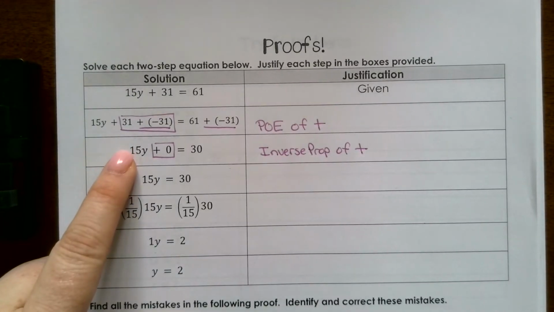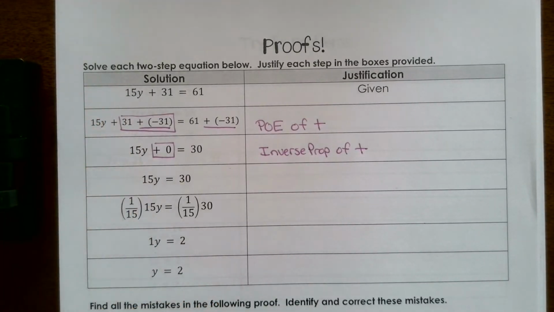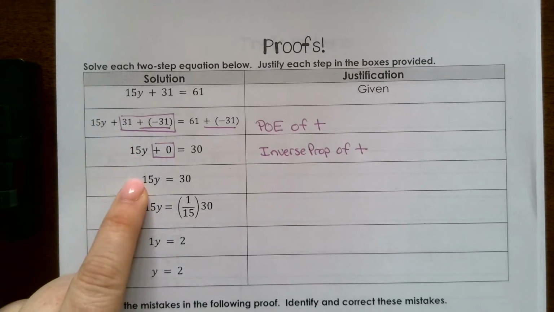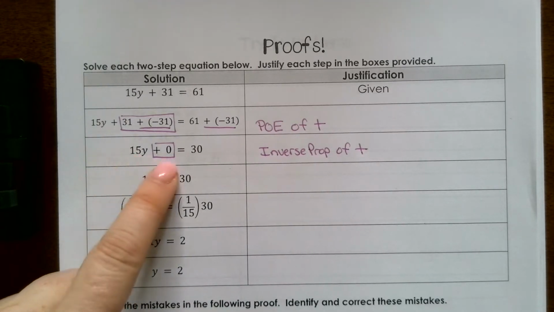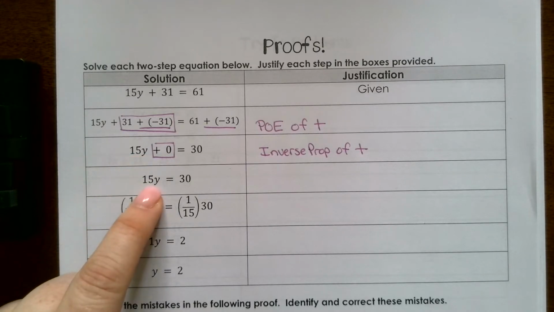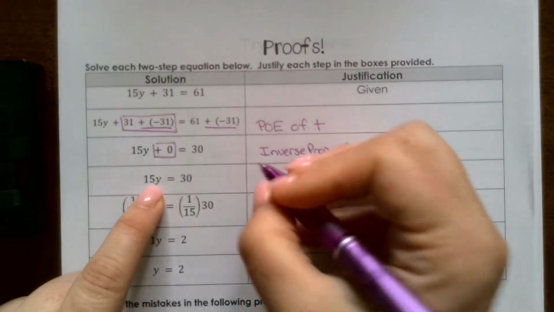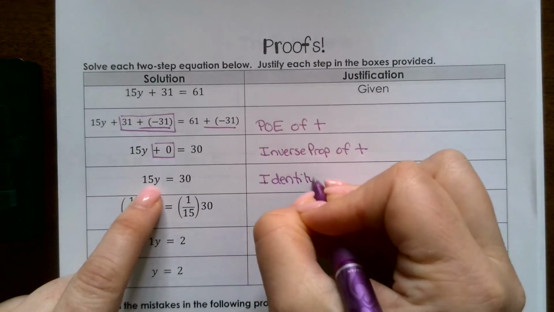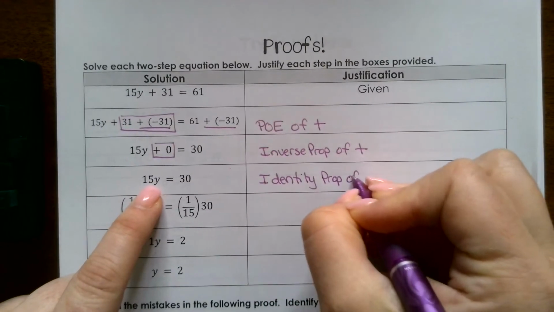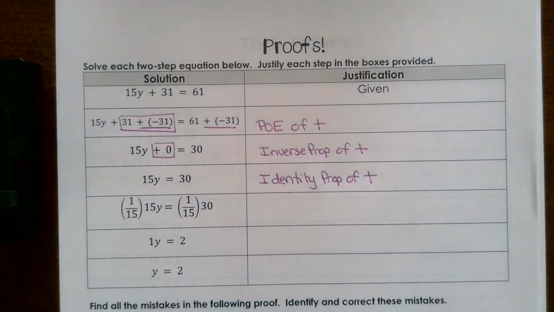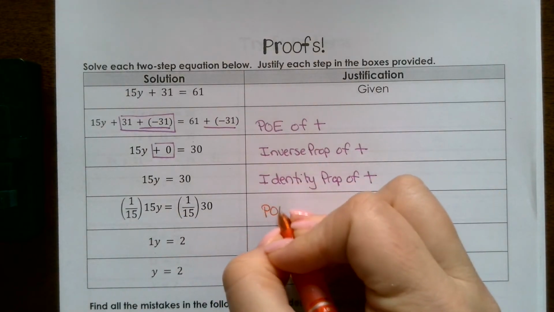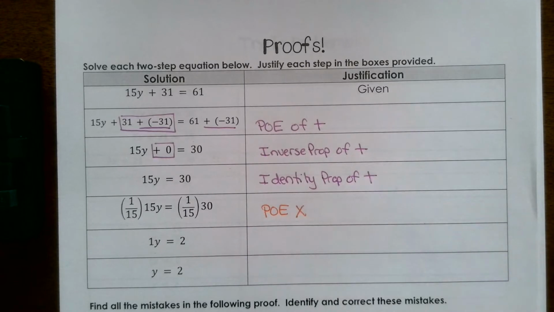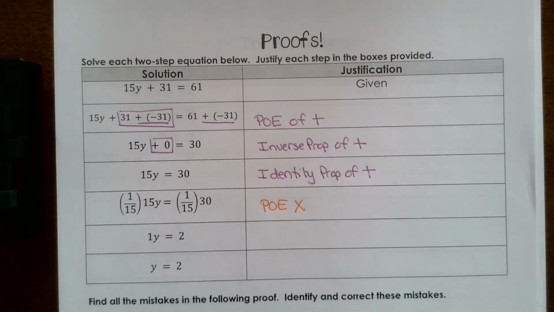When I go from one step to another, I see that the 0 is now gone, that if I add 0 to 15y, it equals itself. If you add 0 to anything, you get whatever it is, and that's my identity property of addition. My next step is I'm multiplying both sides by the same number. So that is the property of equality, and that's the multiplication property of equality.